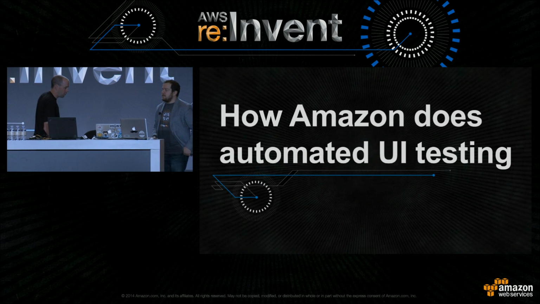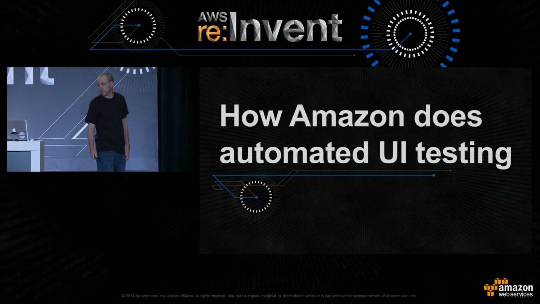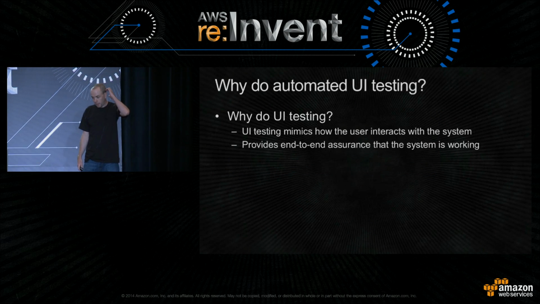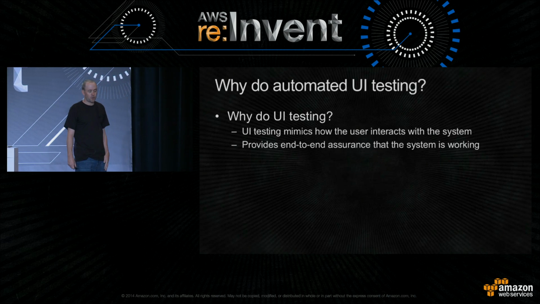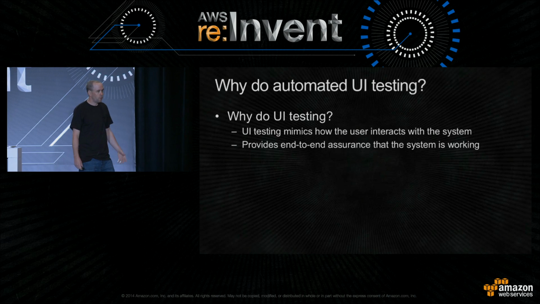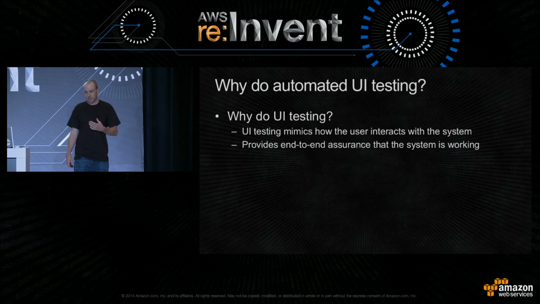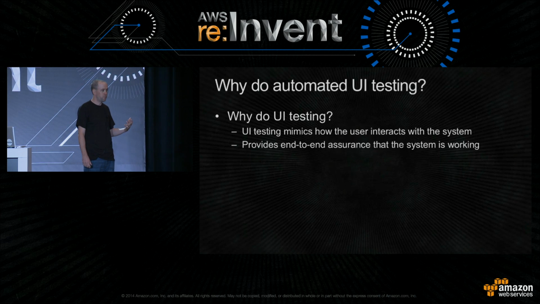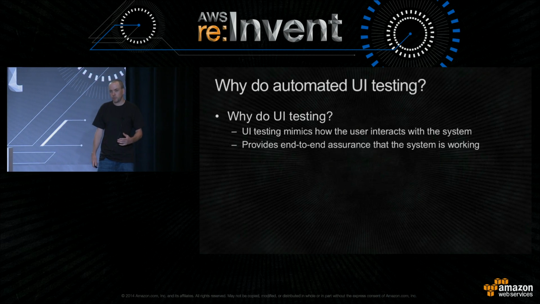All right, so I'm going to talk with you guys today about how Amazon does automated UI testing. So why do automated UI testing? I'm going to just go ahead and answer this question and follow with a couple of other follow-up questions here. So why do UI testing in general? The reason why we do UI testing is this mimics how a user is going to interact with your system. So it's the most assured way of providing end-to-end assurance that things are working properly. So that's why we do UI testing.